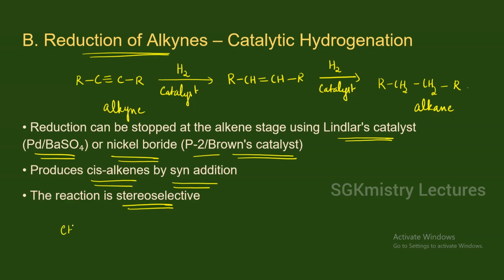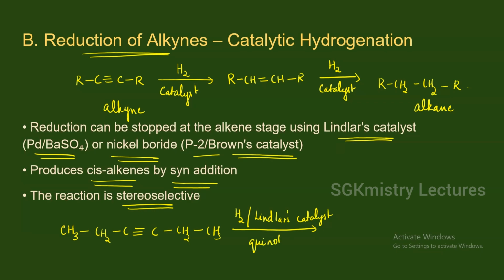So let us take the example CH3CH2, C triple bond C, CH2CH3, in the presence of H2, that is again Lindlar's catalyst. Lindlar's catalyst is nothing but palladium in the presence of barium sulfate, right? And you can use quinoline. Here, as I already told, cis alkenes are produced. So both the H atoms will be on the same side, and we have the CH2CH3 groups on the same side, right?